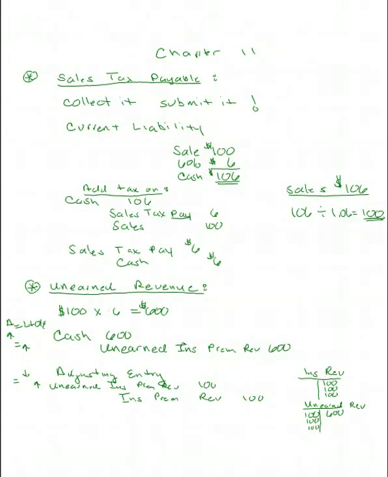You will have earned 1/2 of the premiums you've already collected. By the end of 6 months, insurance revenue would have a $600 balance in it, and the unearned portion would be paid down to $0.